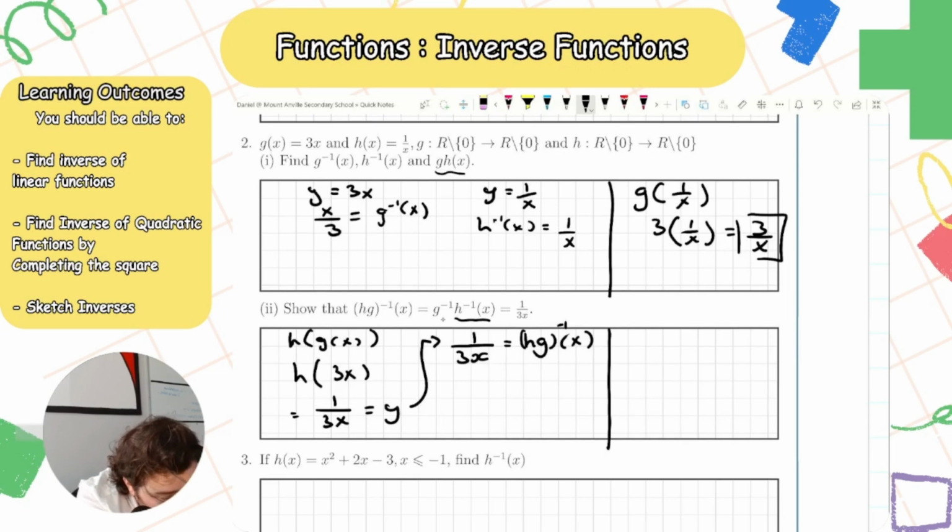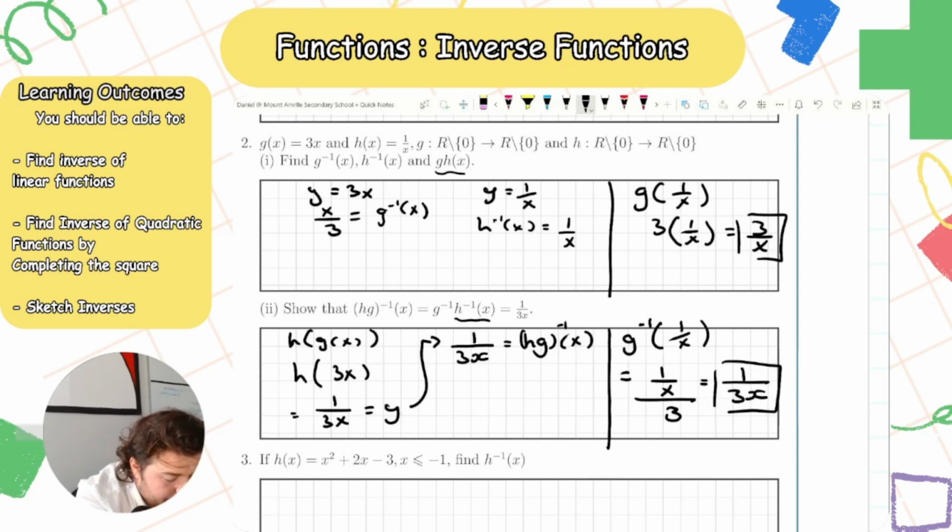Then I want to find now the inverse of g, the inverse of h plugged into the inverse of g. So g inverse of h inverse, which is 1 over x, which is equal to 1 over x all over 3, which is just equal to 1 over 3x. Therefore, they are the same.